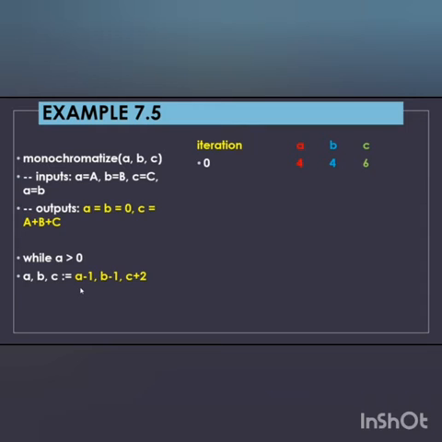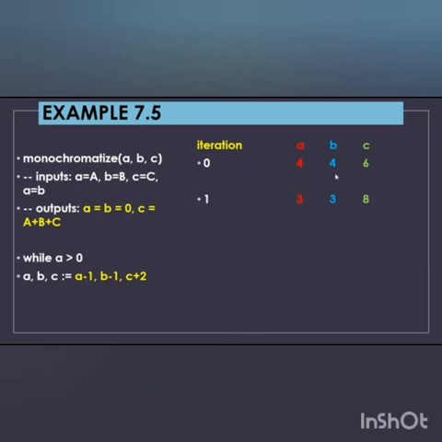A, B, C is equal to A minus 1, B minus 1, then C plus 2. So the value of A is 4, then 4 minus 1 is 3. Then B minus 1, B value is 4, 4 minus 1 is 3. Then C plus 2, C value is 6, so 6 plus 2 is 8 here. Again, the condition is checked here. While 3 is greater than 0, yes, the condition is true.